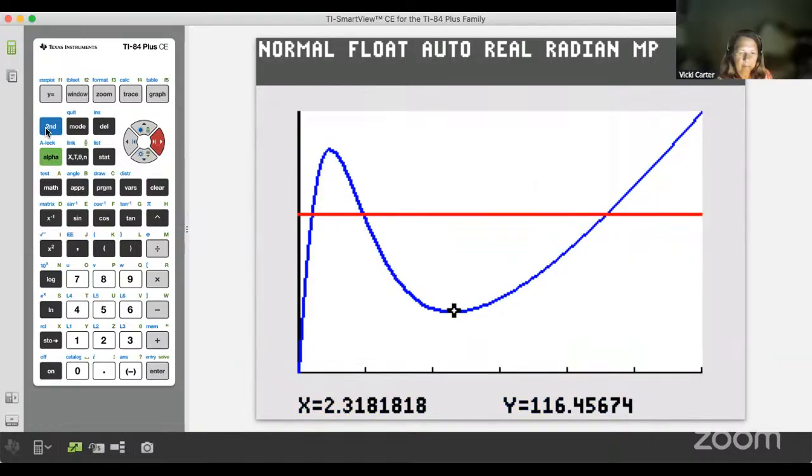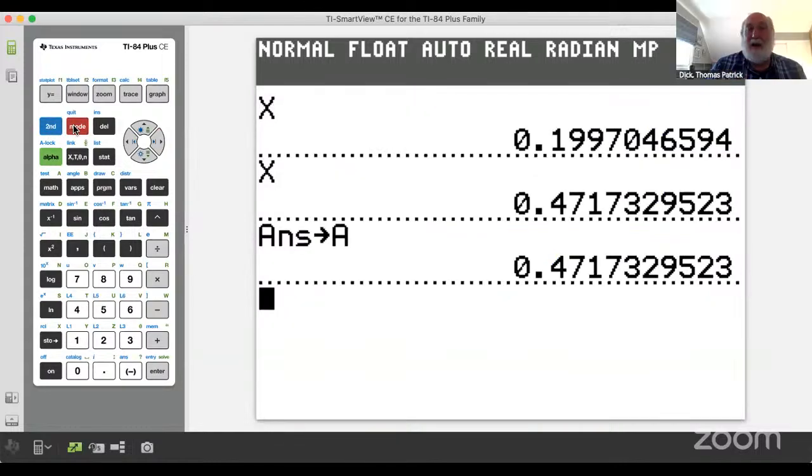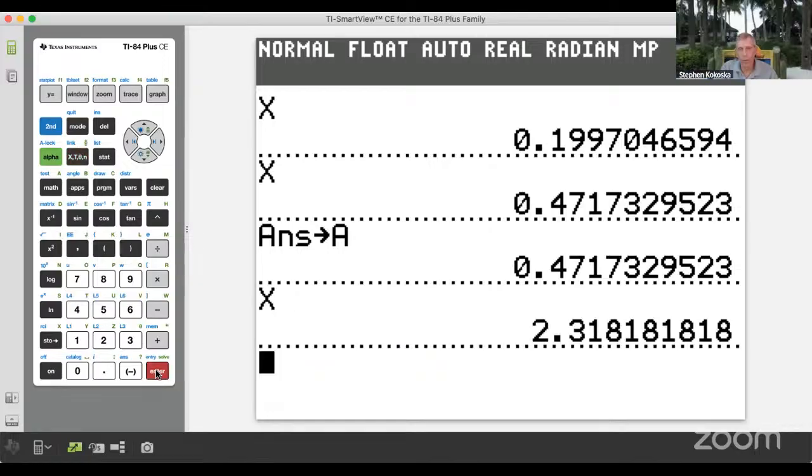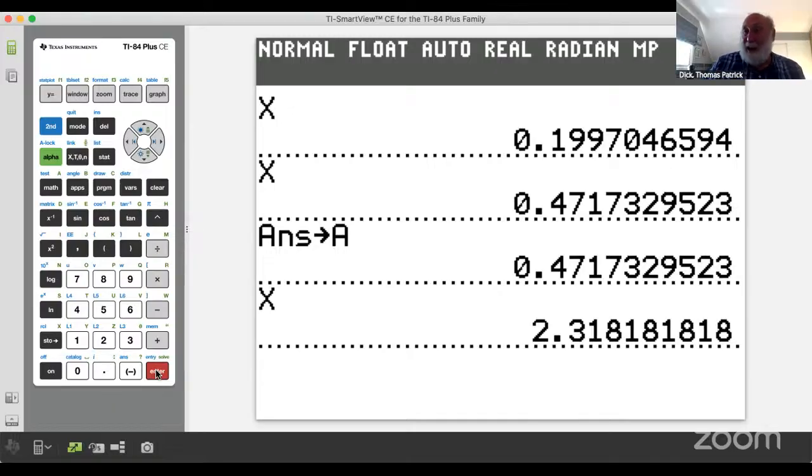So let me quit. Excuse me, what did I do there? Let me quit. Okay. And pull up that X value. Okay, now I got that X value right there. I'm just going to subtract off A.